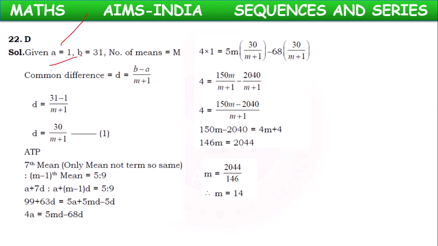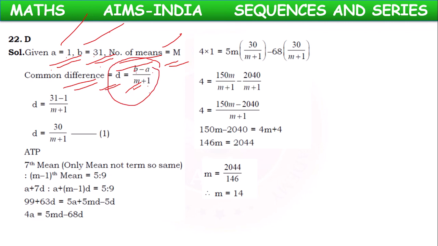Given first term A is 1, last term B is 31, and the number of means they have given as capital M. The common difference formula is D equals B minus A by number of means plus 1, that is B minus A by M plus 1. In the place of B we can keep 31, in the place of A we can keep 1. So 31 minus 1 by M plus 1, or D equals 30 by M plus 1. And one more hint they have given: the 7th mean is to the m minus 1th mean equal to 5:9.